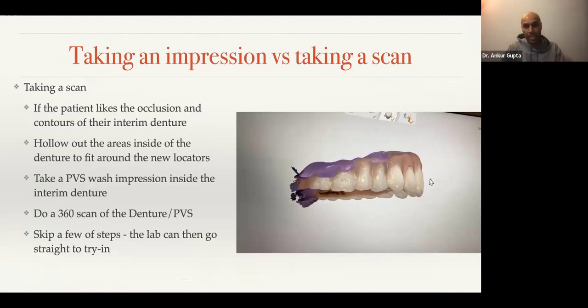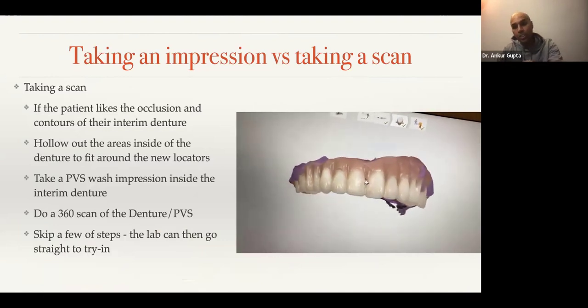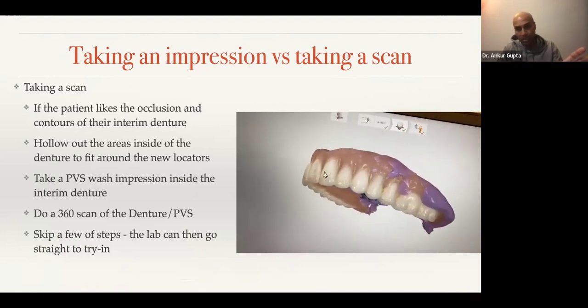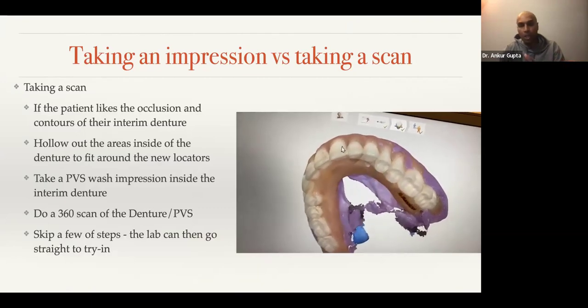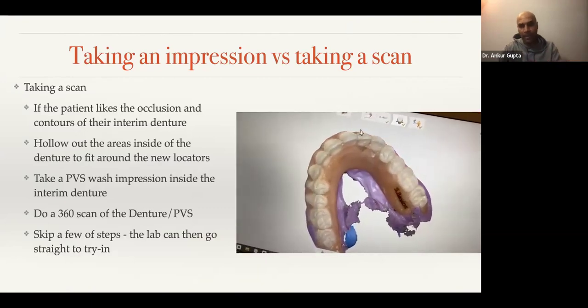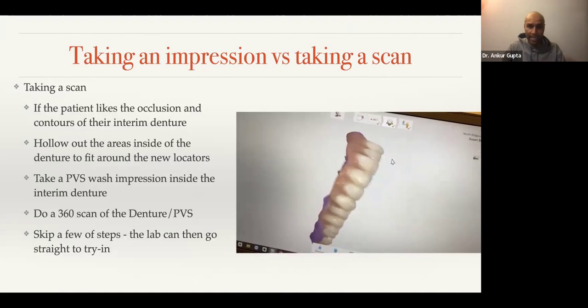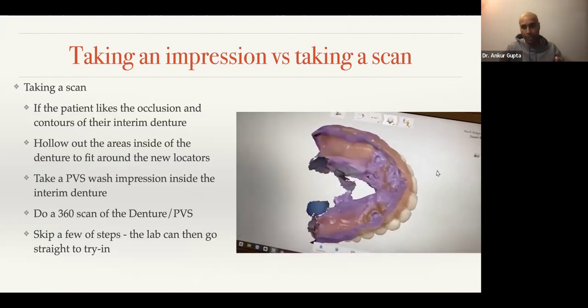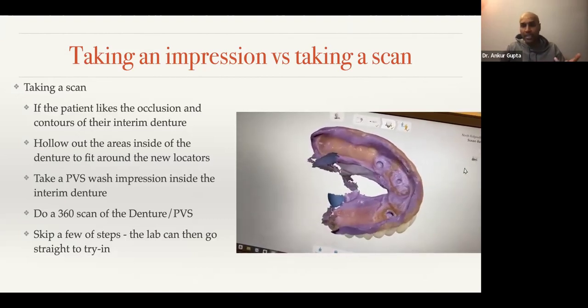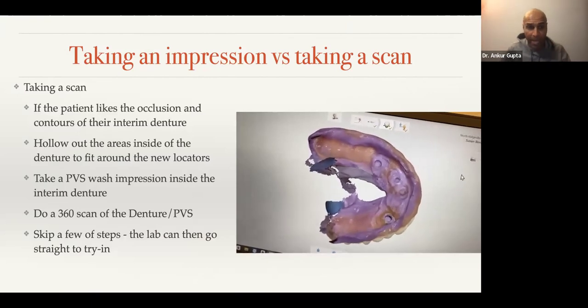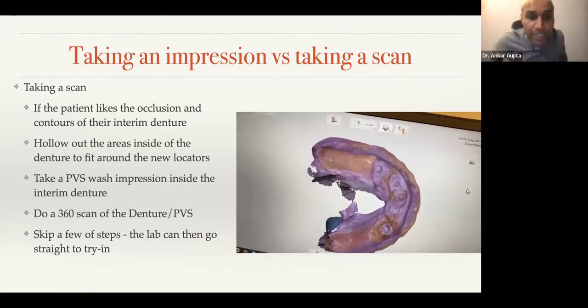So let's talk about this. My patient, she liked the way her teeth looked with her interim denture. So I took light body PVS from Kettenbach. I squirted that into her interim denture, and then I took a 360 scan. And by doing that, I was able to skip a ton of steps.